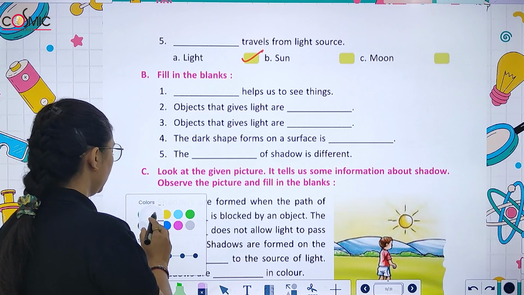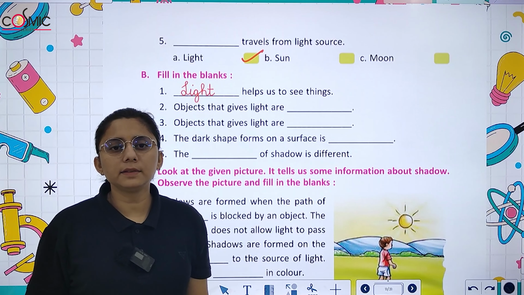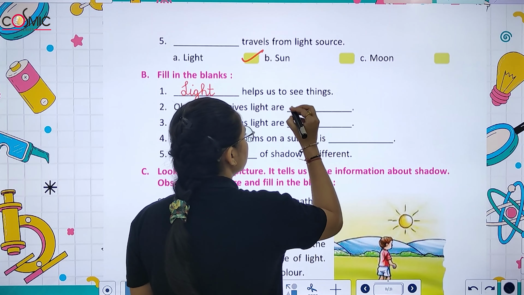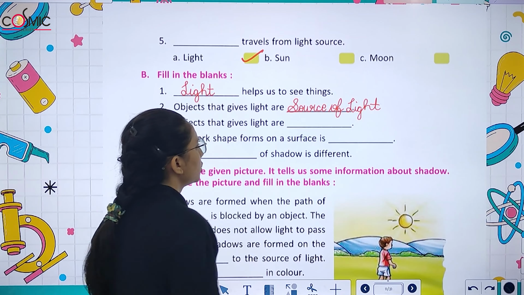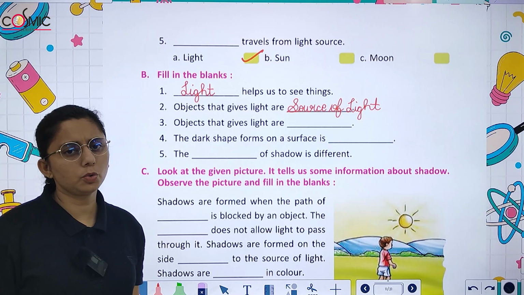Next is fill in the blanks. Let's start with the fill in the blanks. Dash helps us to see things. किसकी help से आप चीजें देखते हो, light की. Objects that give light are the sources of light.